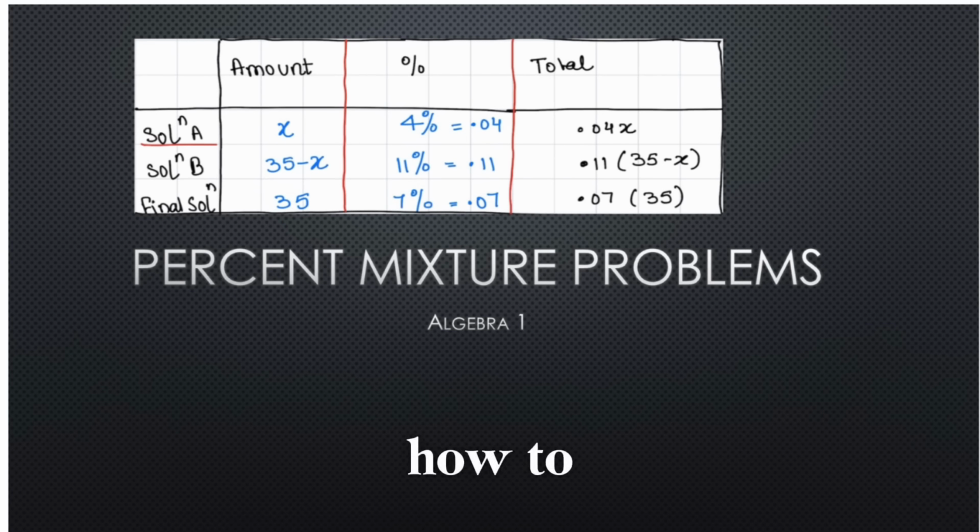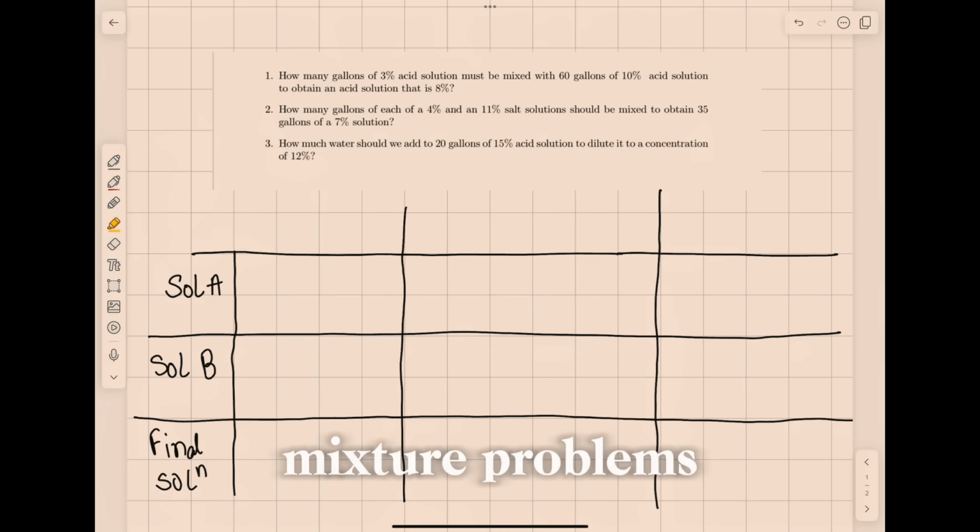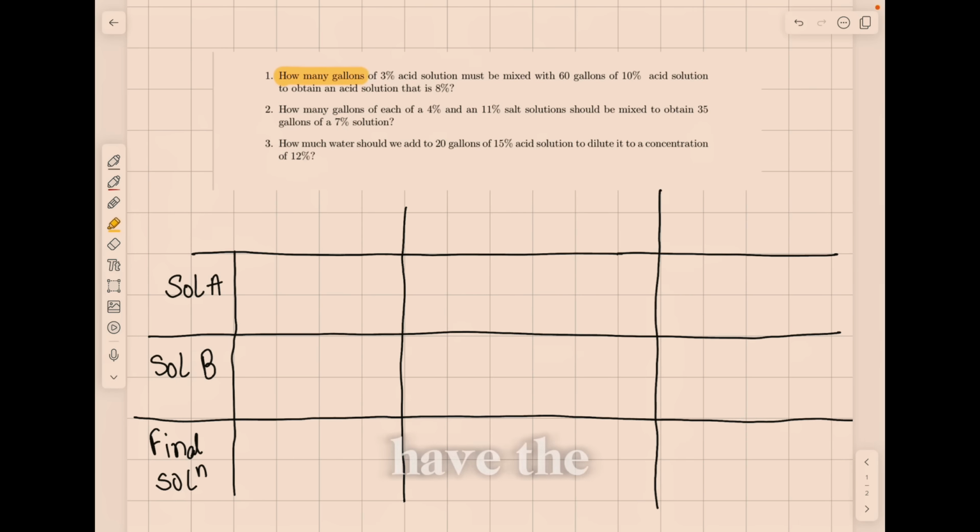Let's see how to solve percent mixture problems. So the first example here is: how many gallons of 3% acid solution must be mixed with 60 gallons of 10% acid solution to obtain an acid solution that is 8%.